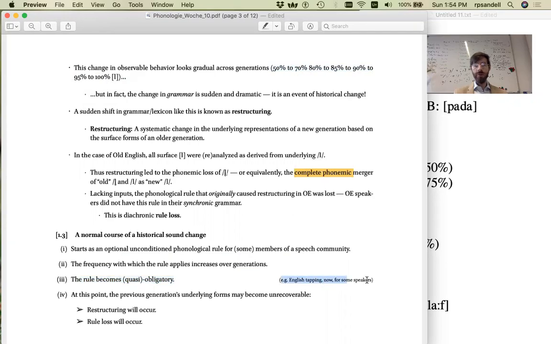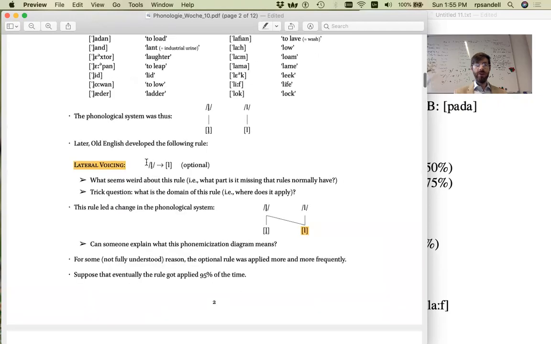For instance, for some speakers of North American English, although I've described the tapping rule in North American English as an optional rule, for some speakers it is already basically obligatory in most contexts where the structural description of the rule is met. Remember, we call rules like lateral voicing unconditioned because they don't have an environment that specifies where the rule should be applied.